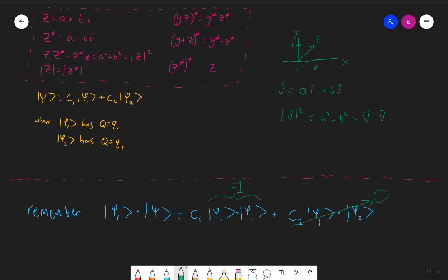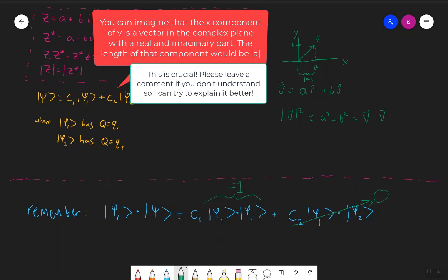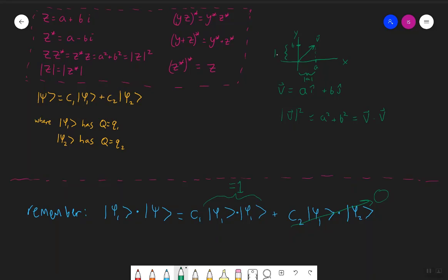You'd need a four-dimensional graph to draw a two-dimensional complex vector, so we kind of have to use our imagination here. But A can be a complex number, and the length of this side of the triangle is the absolute value of A. It's the distance from 0 to A. We saw how that's the length of a complex number. And similarly, the length of this side is the absolute value of B.